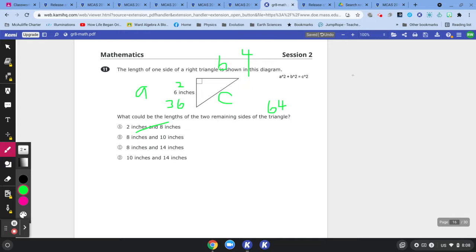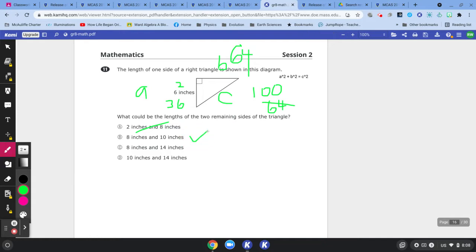8 squared is 64, so we know that's 64. So if we rewrite that as 64, cross this out, and do a 10 squared, that's 100. Does that side relationship work? 36, which is 6 squared, plus 8 squared, which is 64. Does that add up to 100? It does. So this is our choice.